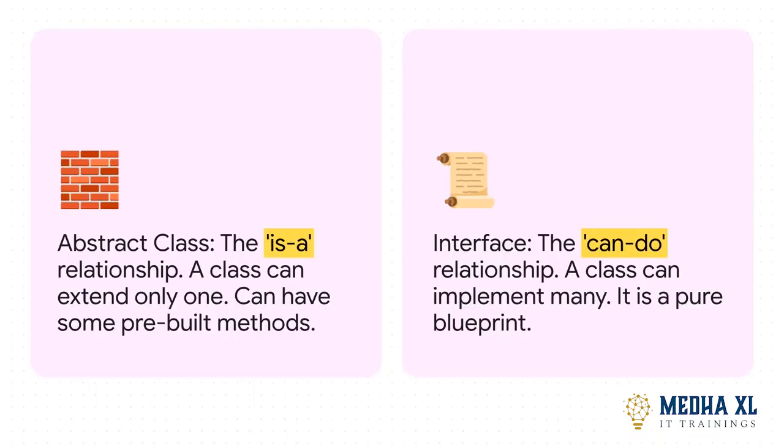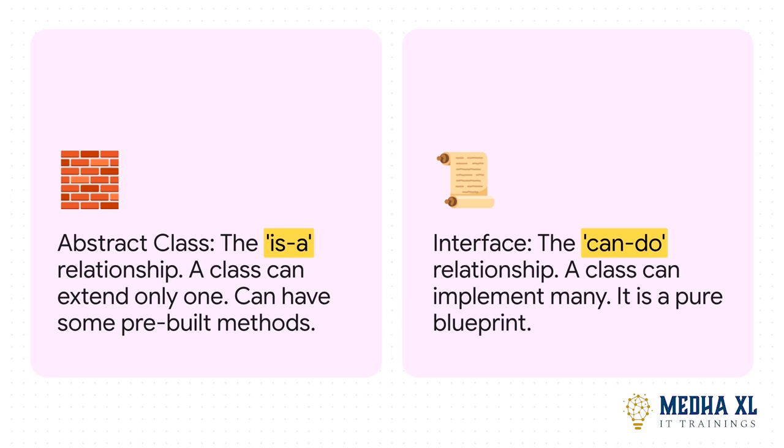So in Java, you've got abstract classes and you've got interfaces. Let's start with the one on the left, the abstract class. Think of this as like a partial blueprint. It can actually have some methods already built out for you. This creates what we call an is-a relationship. For example, a Corvette is a car. Simple.